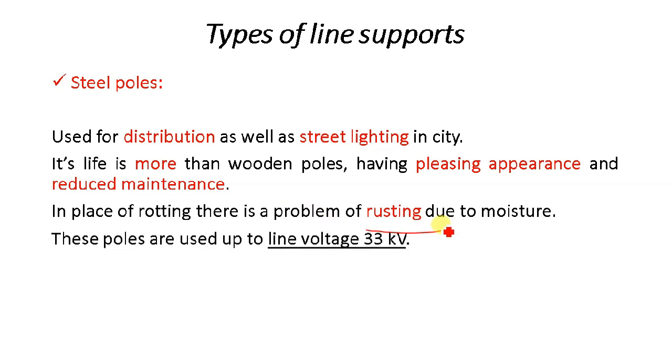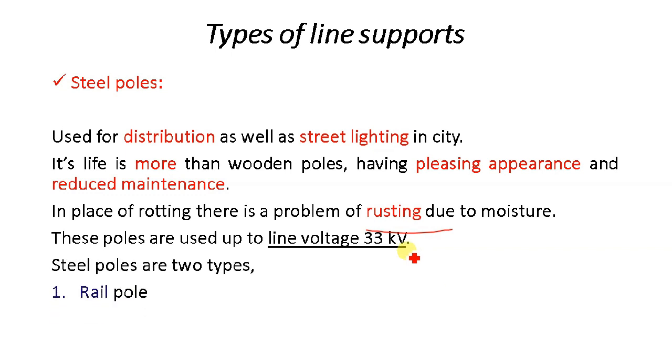If we use these kinds of poles in a distribution system, then the line voltage should be around 33 kV. We cannot use steel poles beyond 33 kV. So there are two types of poles.